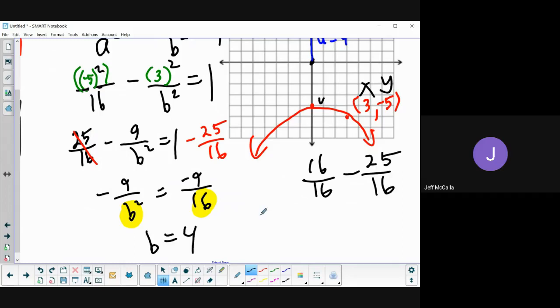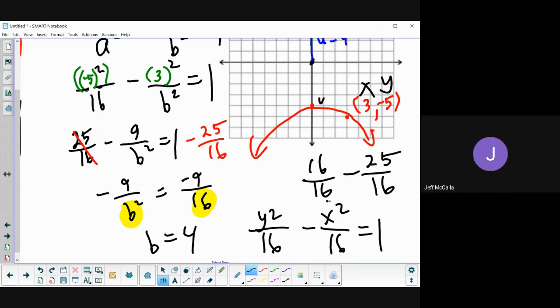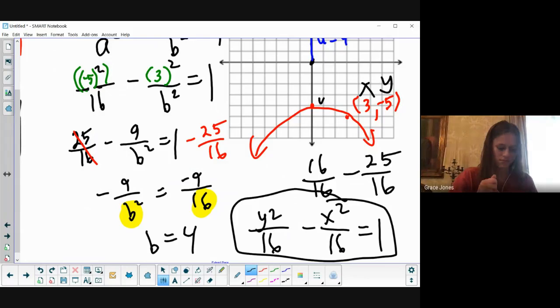So now my equation would be y squared over 16, because we already knew that part, minus x squared over b squared, which is 16, equals 1. So it's kind of unusual. A and b are actually equal to each other, which can happen with ellipse, but it can happen with hyperbola.